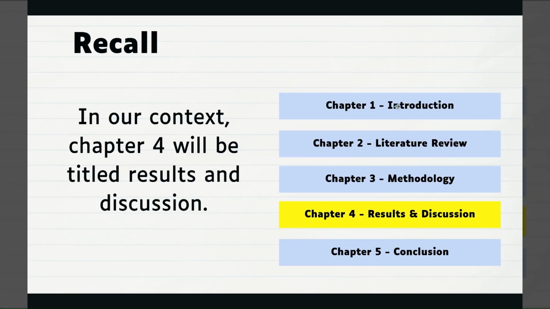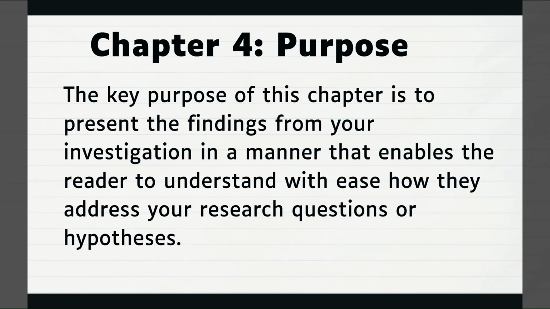To just give a recap, our particular research project uses the 5 chapter model, where we have introduction for chapter 1, literature review for chapter 2, methodology for chapter 3, this particular chapter for results and discussion, and chapter 5 for conclusion. Another chapter will be revisited when we write our chapter 4, but let's discuss that later. For now, let's take note of the purpose of chapter 4.